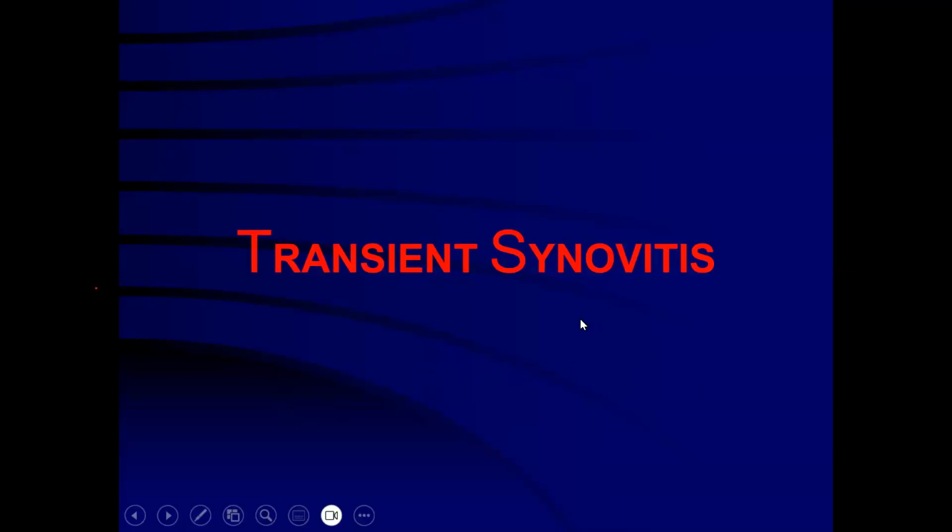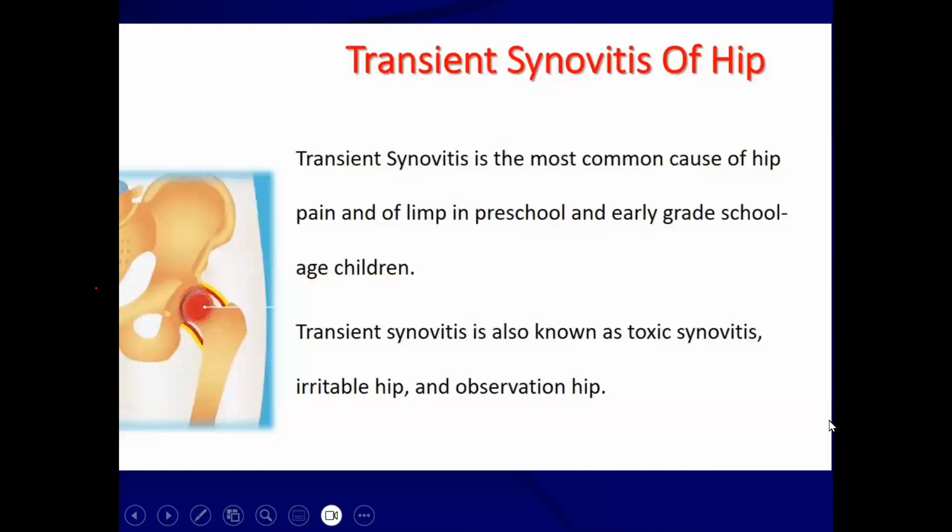Transient synovitis. If you look at the slide, it summarizes the condition. Transient synovitis is the most common cause of hip pain and of a limp in a preschool child and early grade school age children. Transient synovitis is also known as toxic synovitis, irritable hip, and observation hip.